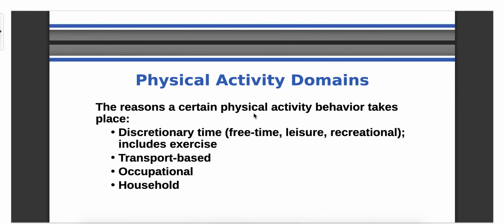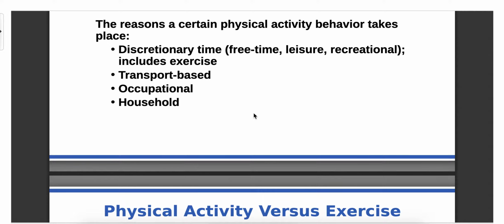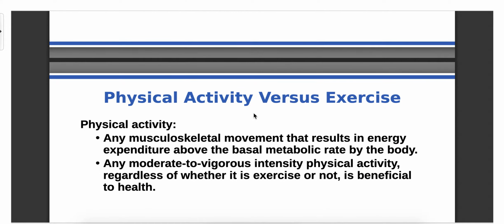There are different reasons that physical activity takes place. It can happen during free time, when you're just wanting to. It could be based on transportation, so walking into a building could be part of your job, or even household chores. Physical activity does vary in intensity and why and how people are doing it.